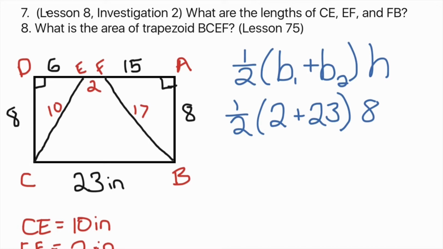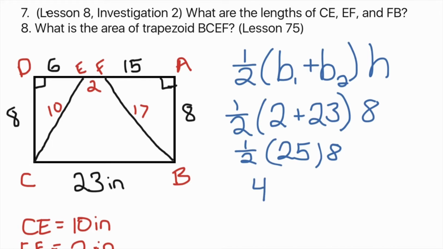And now we just do our order of operations. So we work in parentheses first. 2 plus 23 gives us 25. And then bring down the 1/2 and times 8. I'm going to do 1/2 times 8 instead of 1/2 times 25 because that'll give me a decimal. And remember, you can do multiplication out of order because it is commutative.